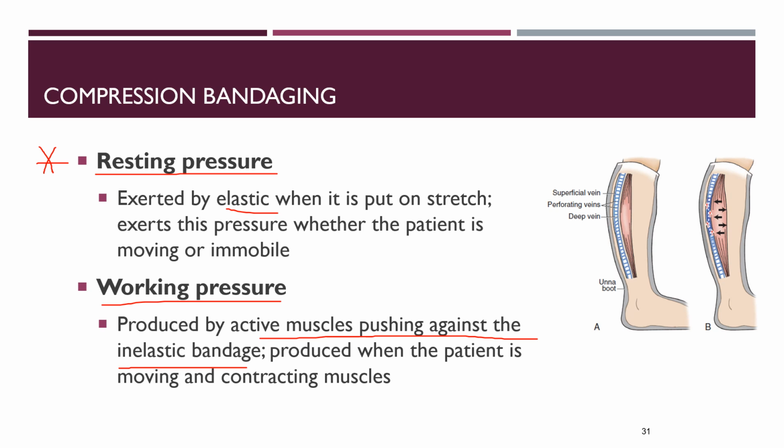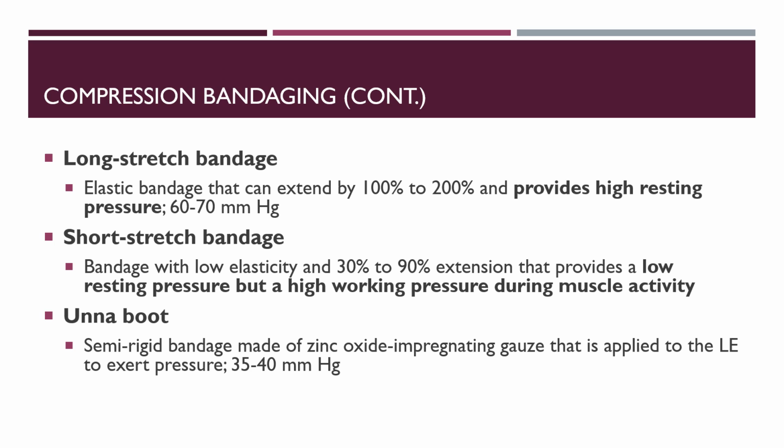So we would use a bandage with high resting pressure in certain instances, and then we also use a bandage with high working pressure in certain instances. So let's look at these in a little bit more detail. The first one we see here is this long stretch bandage. This bandage can extend by 100 to 200% and provides high resting pressure, okay, so about 60 to 70 millimeters of mercury. This is for the person that is not going to be mobile, right? So we need a high resting pressure to really push those fluids out of the distal extremity.